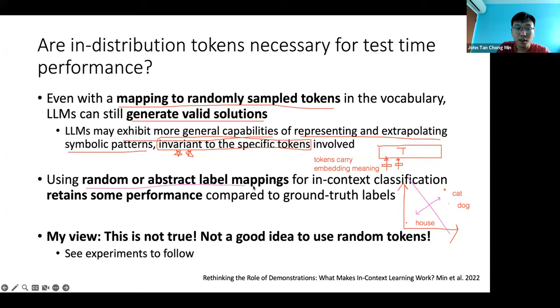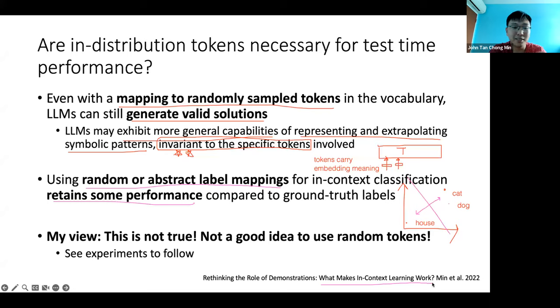They said that using random or abstract label mappings retains some performance. Actually, all these came from the original paper, but they cited this paper, What Makes In-Context Learning Work? They cited another paper that showed that even if they randomly perturb the output labels, the large language model can still learn. That paper did it for their use case because they randomly perturb, but the main labels are still there. I mean, the majority are still correct. So it's like seeing how robust the large language model is to noise.